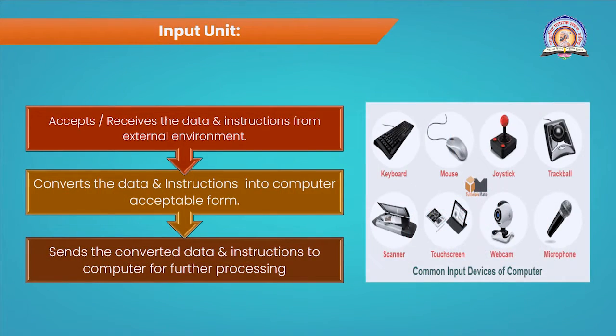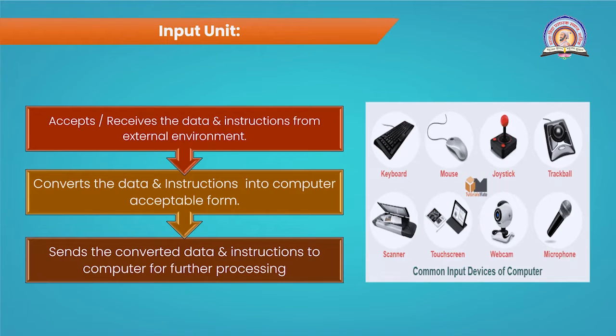So first, the input unit. The input unit or input device accepts or receives the data and instructions from the external environment. Means it receives the instructions from the user or from the programmer. Here we have to use two concepts, data and information. Data means raw facts. Whatever numbers, text, or strings you are entering, that is known as data. Means it is without processing. And information means when we apply certain commands or instructions on the data, we get some specific information. That is known as information.